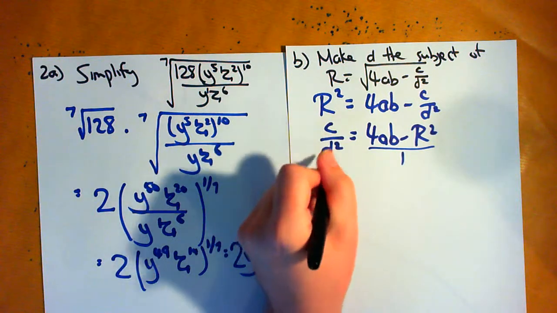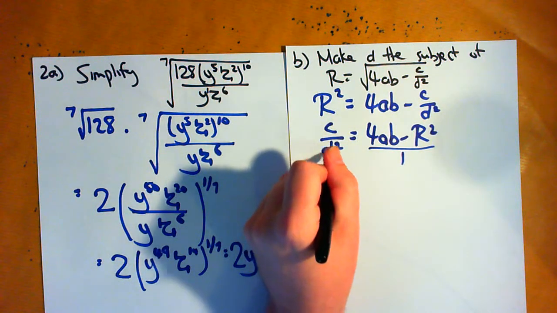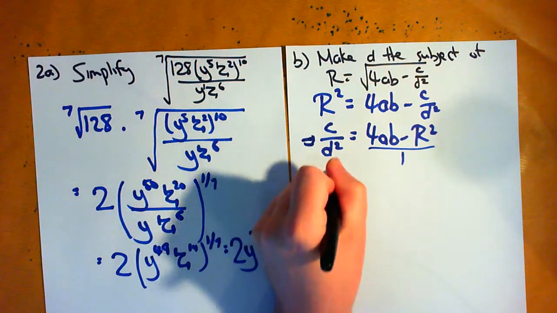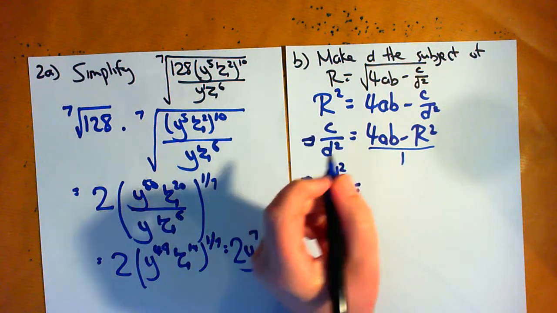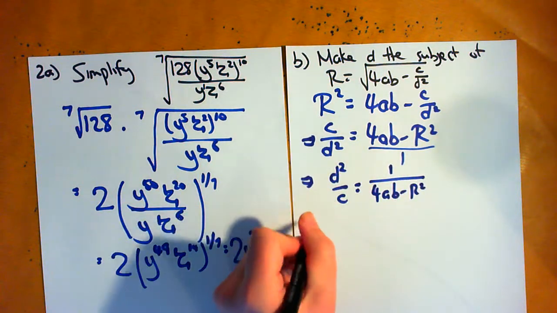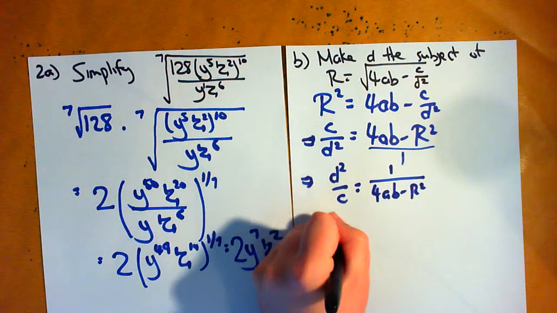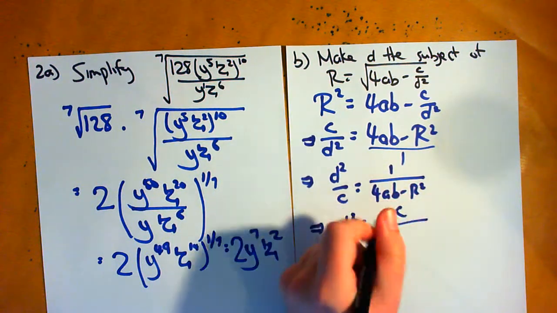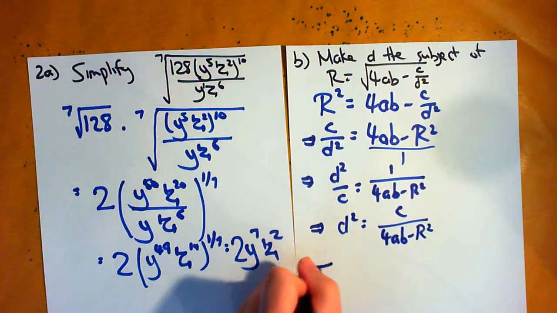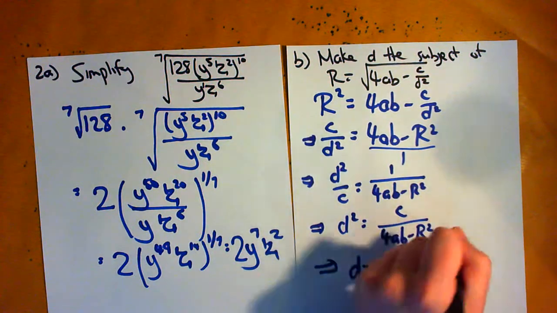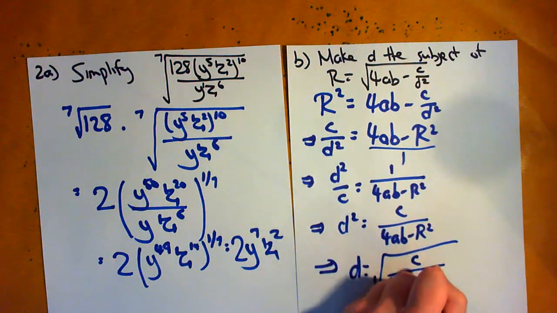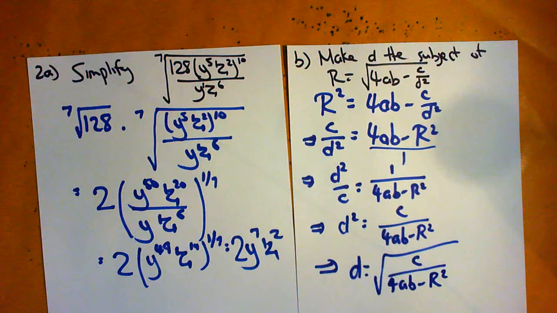So now we've got one fraction on each side of the equation, which means we can flip both sides, and we want to do that because we want to solve for d. We want to have d on the top. So if we do that, we get d squared over c equals 1 over 4ab minus r squared. Now if we multiply through by c, we get d squared equals c over 4ab minus r squared, and if we take the square root of that, we get d equals the square root of c over 4ab minus r squared. Okay, so that's question B done.